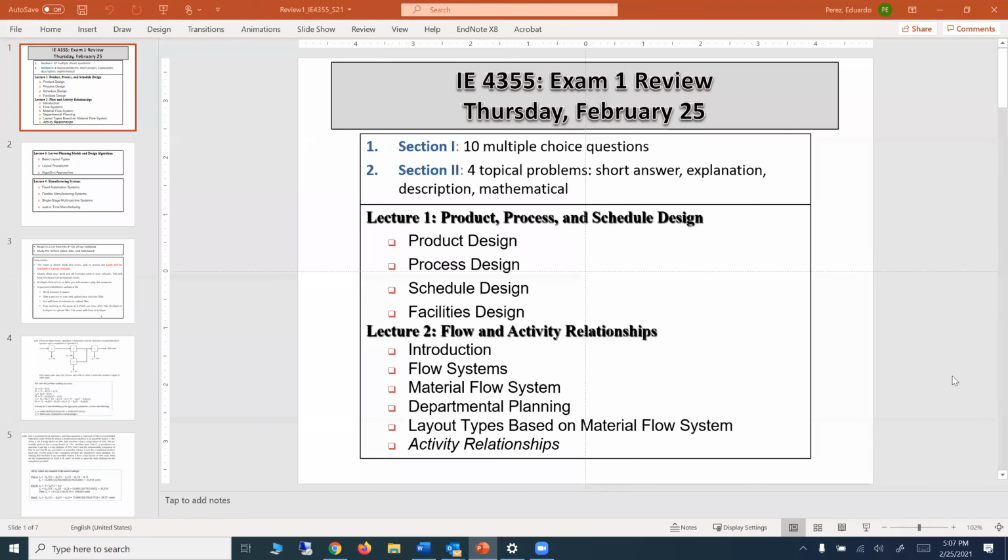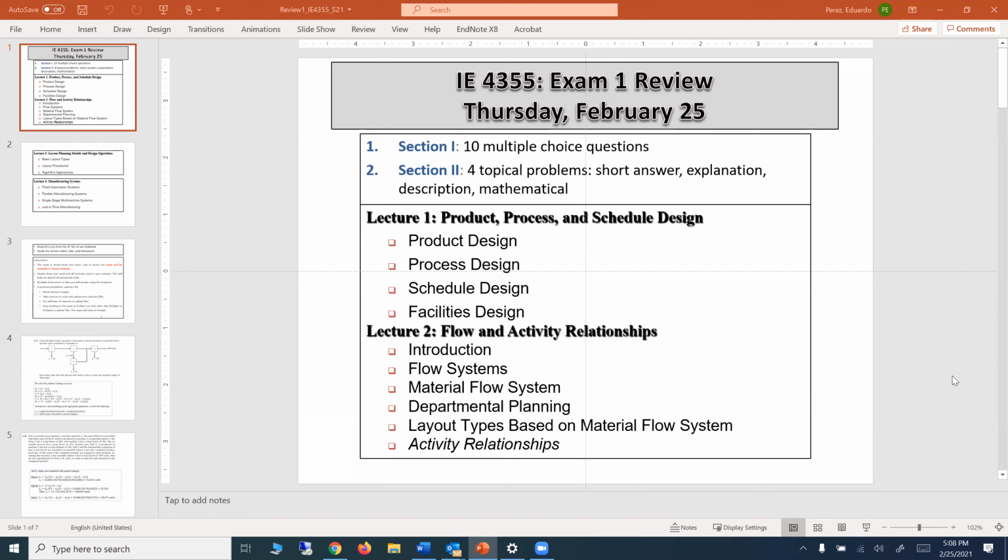Okay, so we covered the date, we covered the sections, two sections. Section one will be 20 points. Section two will be 80 points. So a total of 100 points for the first exam. And then the lectures that we discussed for this first part of the course are listed in the next part of the review.